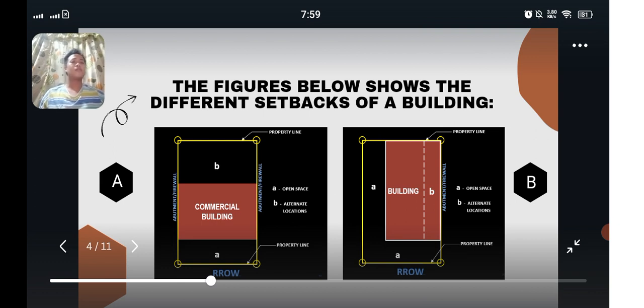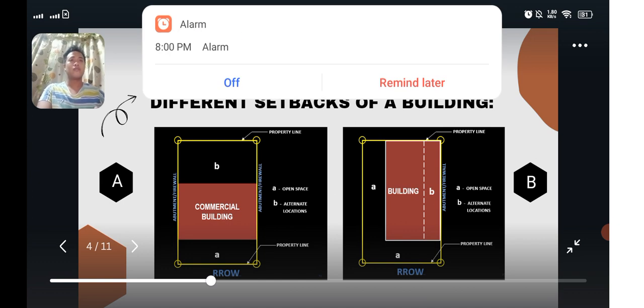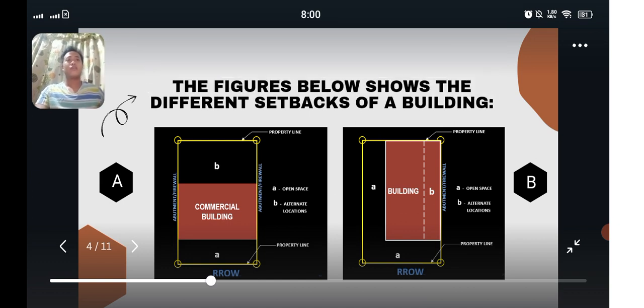Then the next slide: the pictures below show the different setbacks of a building. So in column A, the picture says that the setback is situated in front and behind the business structure, and it can also be applied in residential constructions. In this setbacks example, it can serve as the parking lot for the business building in alternative locations. So that's for column A.